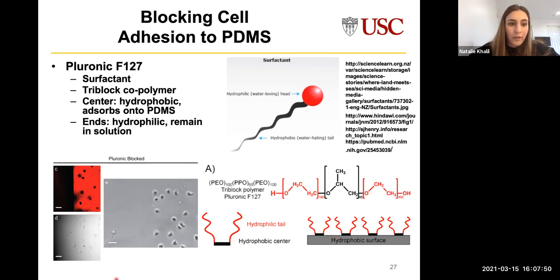And so in the figure on the left here, you can see in red, extracellular matrix proteins are patterned onto this cover slip, and cells are shown in black here. And then if we look at these under white light, you can see that there's an invisible barrier here, where cells are not migrating off of this pattern, and that's because it has been blocked with pluronic.